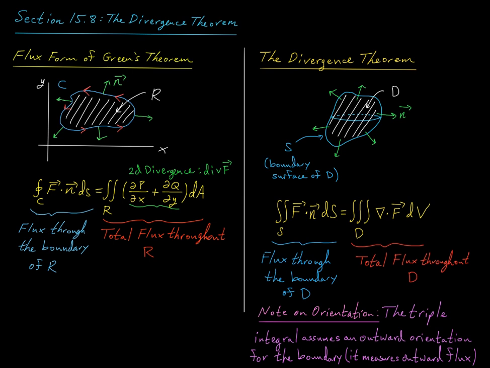And so if I sum up all of those rates of flow as we range throughout the region R, that's what this double integral on the right is doing. That's going to tell us the total rate of flow throughout the region. And the flux form of Green's theorem says that that total rate of flow throughout the entire region is equal to the rate of flow across the boundary. That's what this line integral on the left is doing.